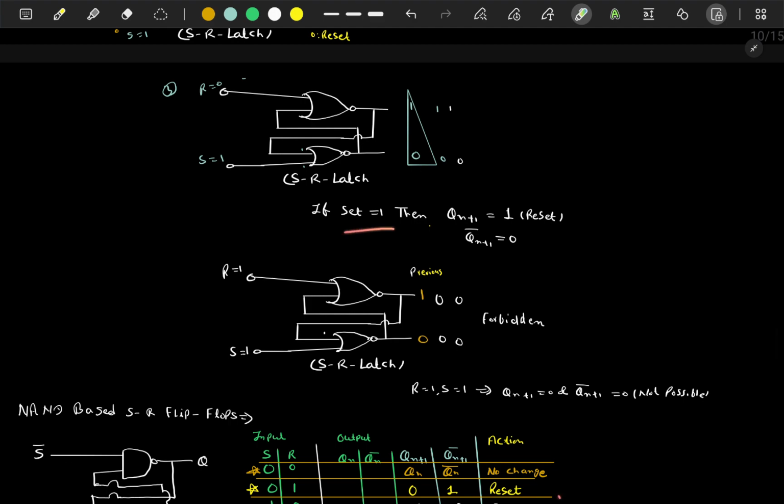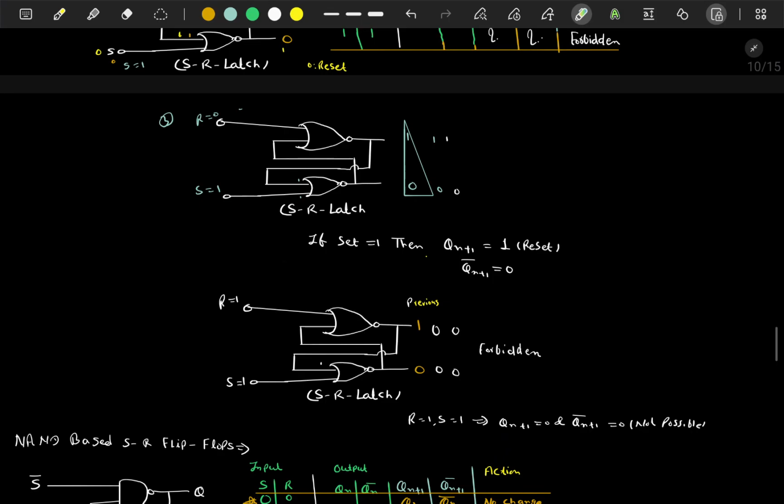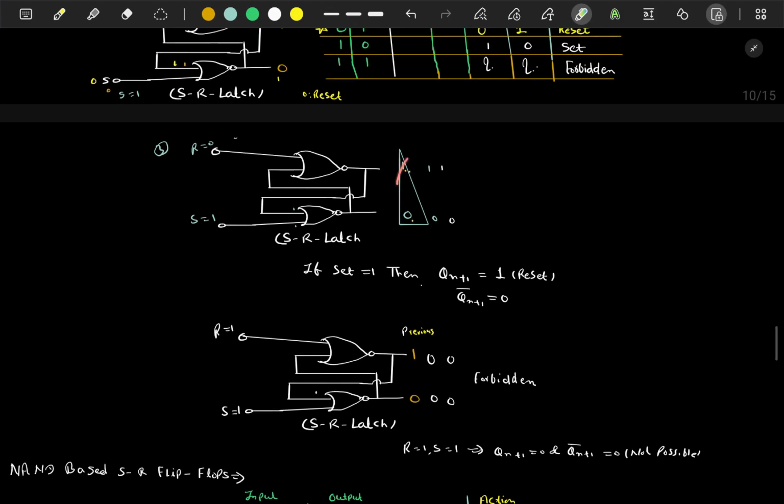Now we have the SR latch here. Suppose the previous input is 1 and 0, and the set condition is S equal to 1 and R equal to 0. So here 1 plus 1, 1 bar equal to 0, so it will give you 0. And here 0 plus 0, 0 bar equal to 1. It is not giving the same result but the opposite of what is stored in the previous one.